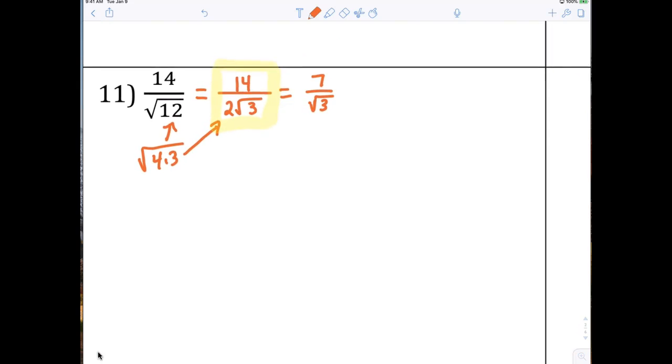What am I doing now? Yes, now that we've simplified, we're going to multiply the top and bottom by radical 3. So 7 radical 3. There you go. 7 radical 3 over 3. Anybody have any issues? All right, let's take a look.